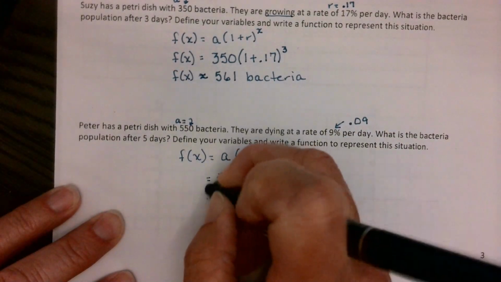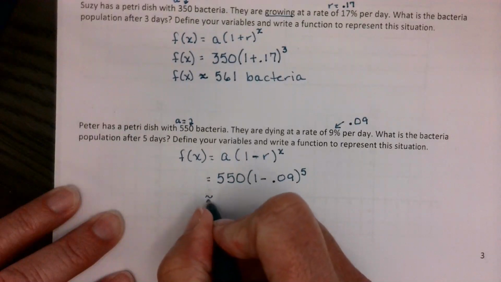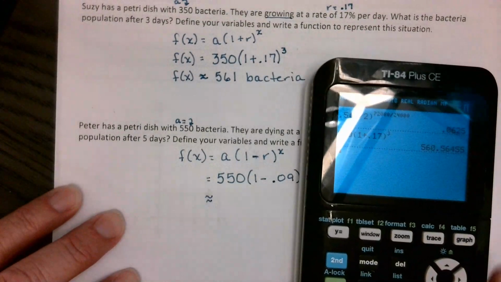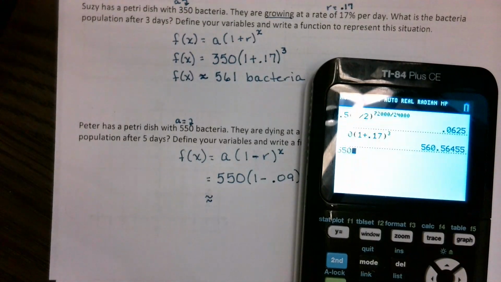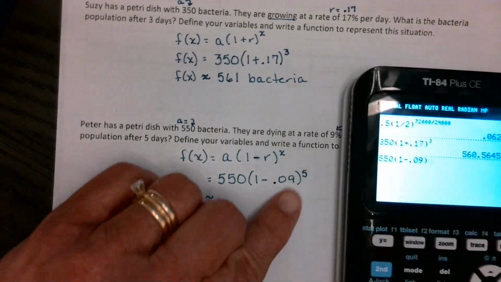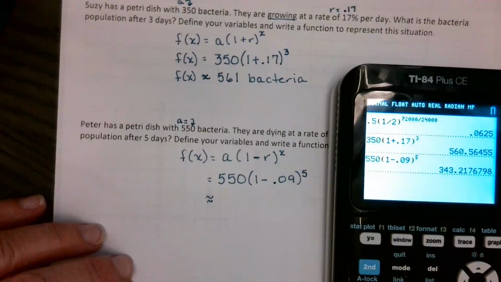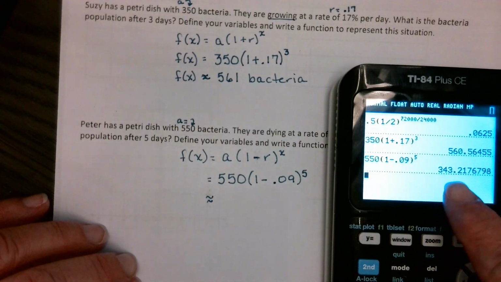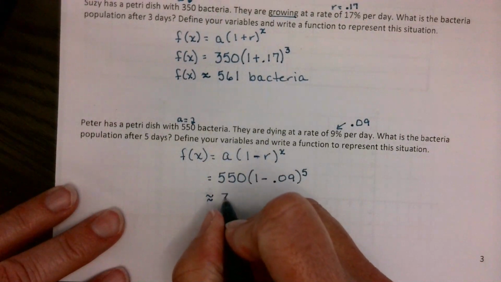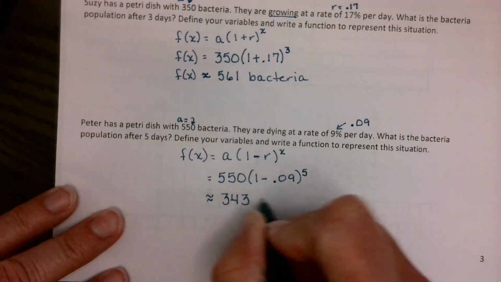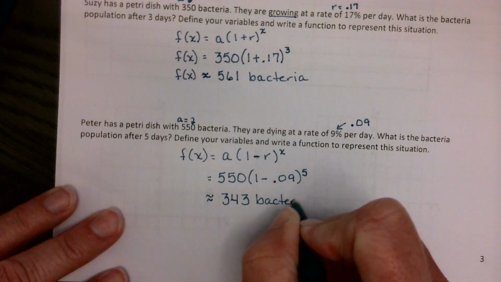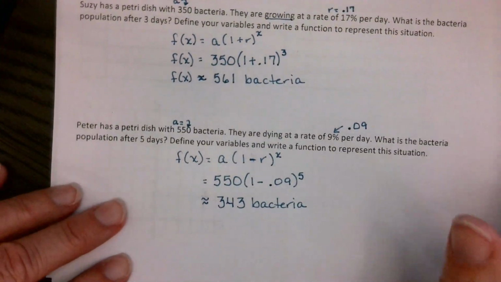So now we're just going to use our calculators. We have 550 times parentheses 1 minus 0.09 raised to the 5th power. Whoops, helps if I use my caret key. And again, let's just do it to the nearest whole number because I'm telling you that. And so we have 343 bacteria. And that's it. I think that finishes up all of 18.